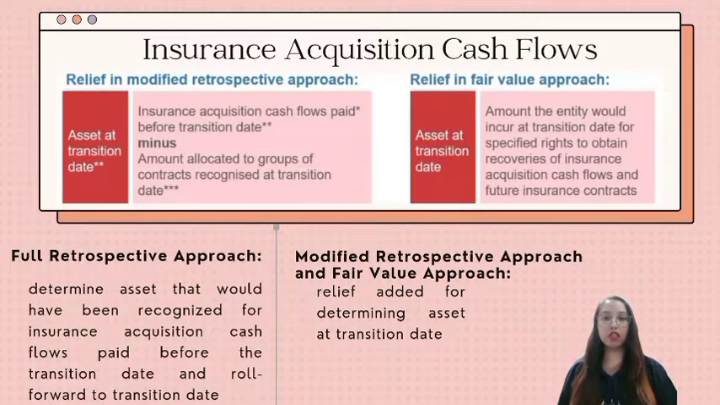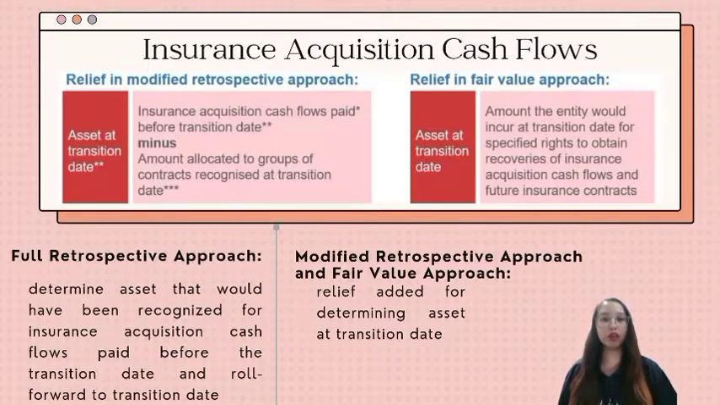Next naman po sa transitional modification and reliefs is about sa insurance acquisition cash flows. The full retrospective approach determines asset that would have been recognized for insurance acquisition cash flows paid before the transition date and roll forward to transition date. Modified retrospective approach and fair value approach: relief added for determining asset at transition date. The next naman po sa relief under this amendment po is about po sa asset for insurance acquisition cash flows recognized at the transition date.